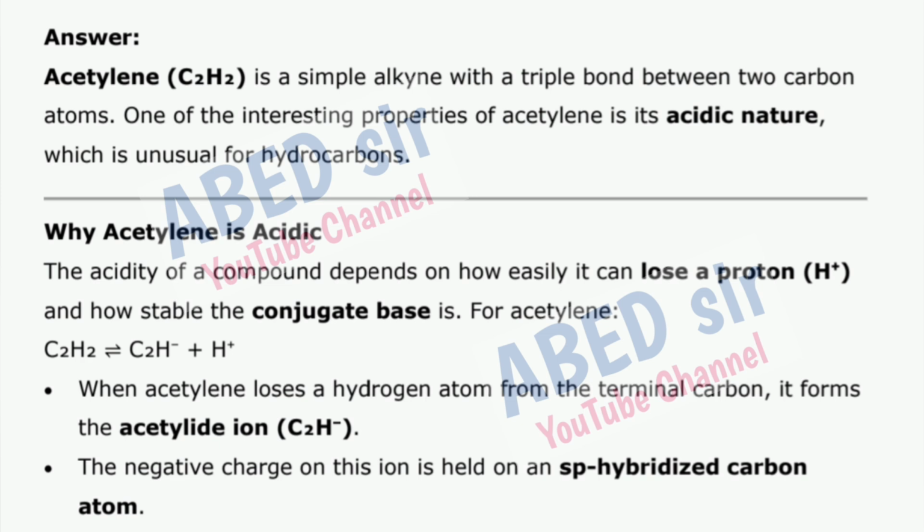Why is acetylene acidic? The acidity of a compound depends on how easily it can lose a proton, H+, and how stable the conjugate base is. For acetylene, HC≡CH gives HC≡C- plus H+. When acetylene loses a hydrogen atom from the terminal carbon, it forms the acetylide ion, HC≡C-. The negative charge on this ion is held on an sp hybridized carbon atom.